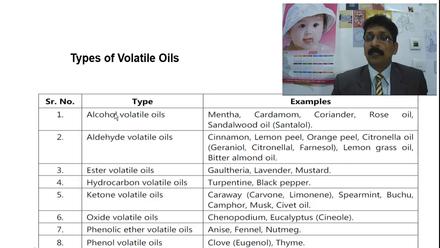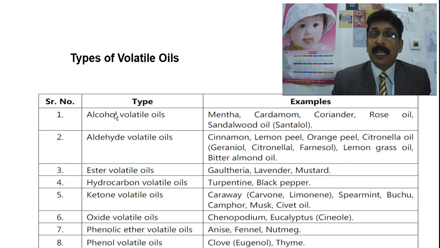Spearmint, buchu, camphor, musk, kievit oil. These are all the oils which may be present. And oxide volatile oils: chenopodium, eucalyptus, cineole. These are all the contents of eucalyptus. You can see these are also oxide volatile oils.